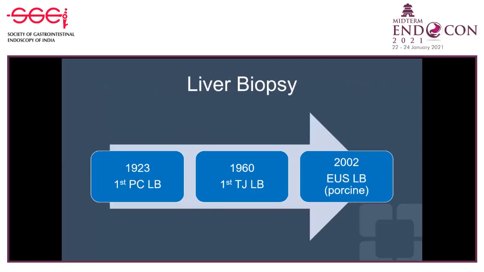Moving on to liver biopsy. The first liver biopsy was performed in Germany in 1923 percutaneously, and almost 40 years later, the first transjugular liver biopsy was performed by interventional radiologist Charles Dotter. It took another 40 years before the first endoscopic ultrasound-guided porcine liver biopsy was performed in 2002, and the first report of EUS-guided liver biopsy in humans was in 2005 in 2 patients. So we've come a long way.